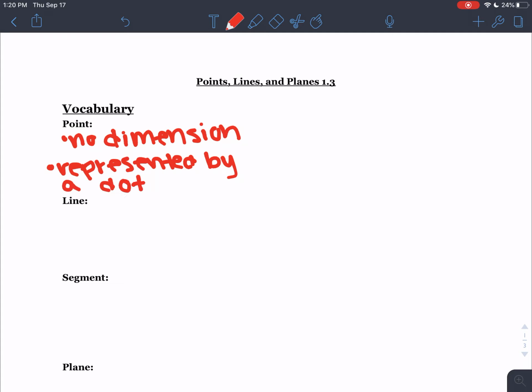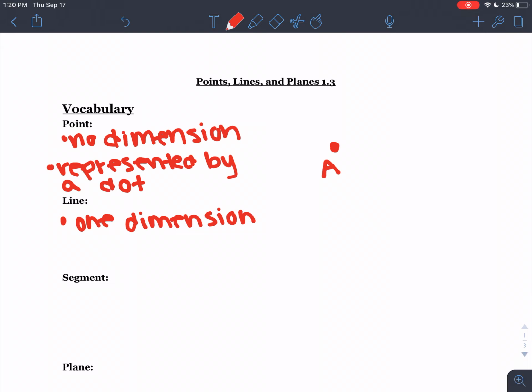And it would look something like this, just a spot in space that you could call a letter. It's usually an uppercase letter. And that's point A. The next thing we have is line. And that's one dimension, meaning it just goes in one direction, like the x-axis.